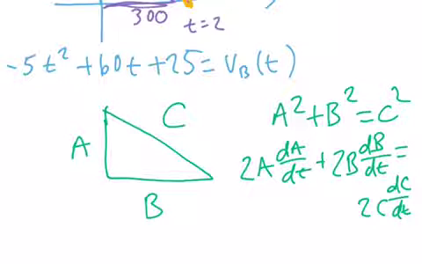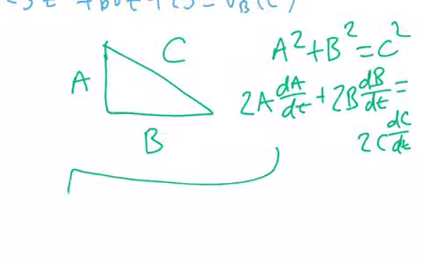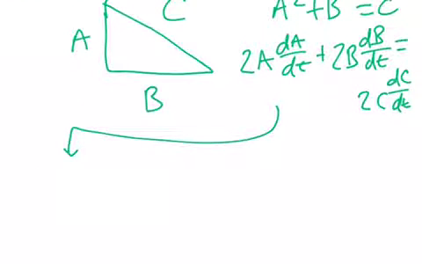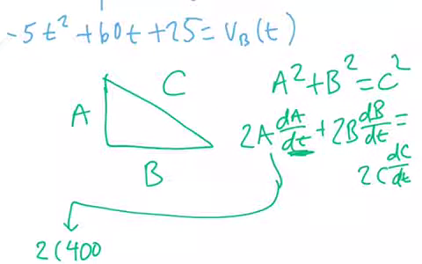Well, A is the distance up that we go. We said it's 400, so I can now say 2 times, what did I say, 400 or 300? I said 400. 2 times 400, because A is the distance, 400. dA/dt is a fancy way of saying the velocity. So what is the velocity at 2? Well, the velocity is going to be this equation right here, so we just have to plug in there. So it becomes negative 5.